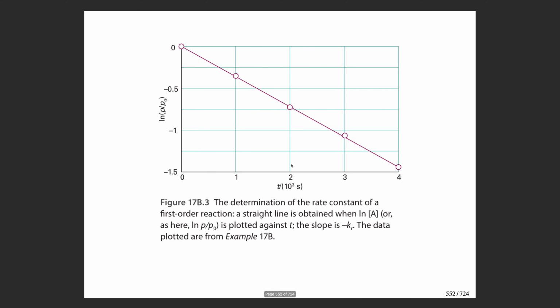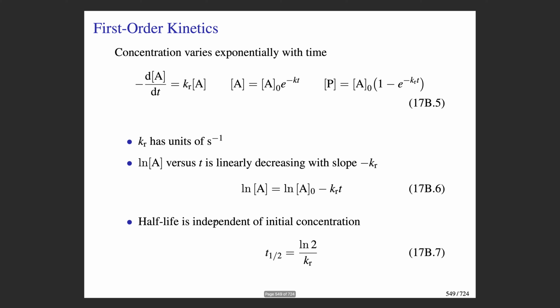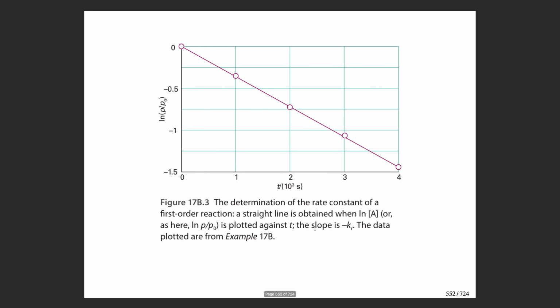So you take the data, you plot it as natural log pressure versus t. The slope is going to give you the rate constant. The slope is minus kR. And then to get the half-life, you would use this formula here. You take natural log of 2 divided by that rate constant, and it would give you the half-life time.